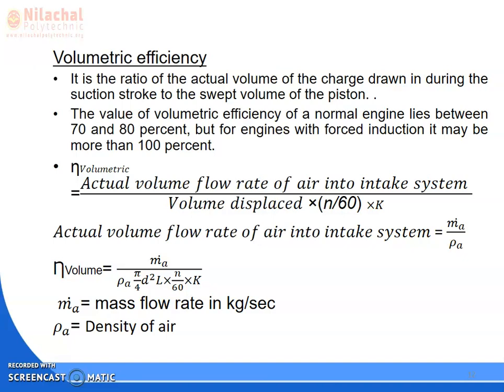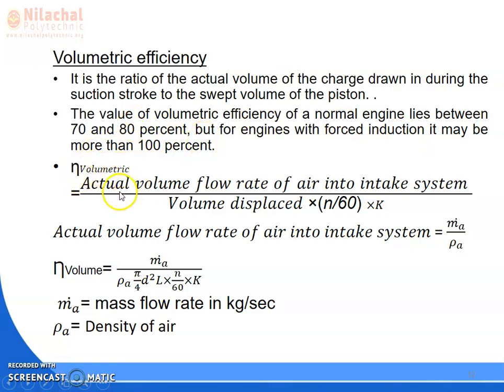So according to that swept volume, how much air-fuel mixture or air actually enters the cylinder, that we calculate as your volumetric efficiency. Volumetric efficiency for a normal engine lies between 70 to 80%. Clear? Then how to calculate it?